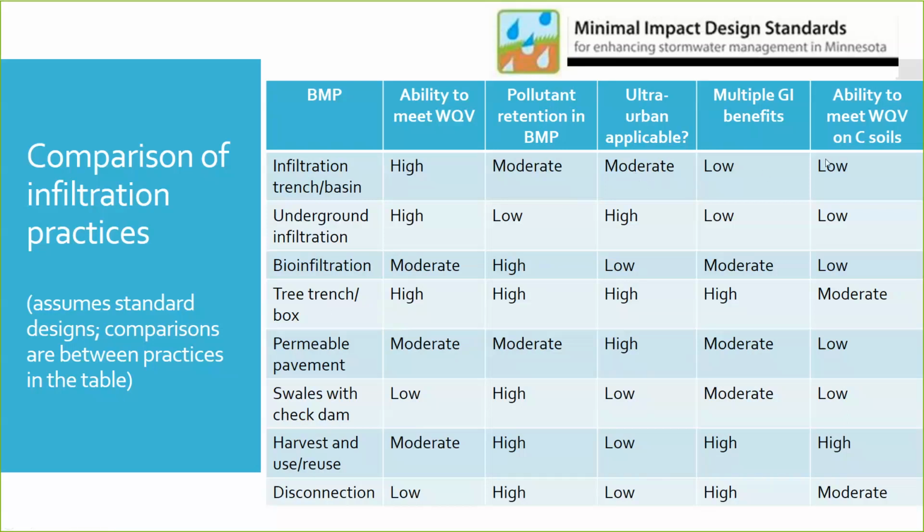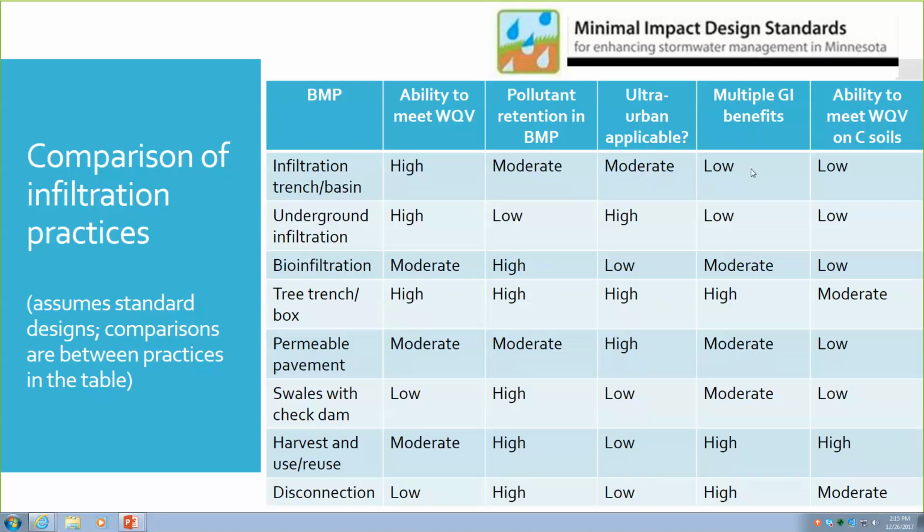Multiple green infrastructure benefits are good for tree-based systems and for harvest and use systems and disconnection systems. By multiple green infrastructure benefits, we're talking about things like habitat improvement, energy savings, and benefits that can be built in along transportation corridors, and those types of things. Some of the practices, infiltration trenches and basins and underground infiltration, have low green infrastructure benefits unless you incorporate vegetation into them, in which case their value increases.